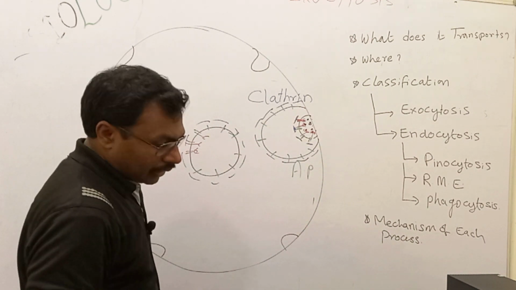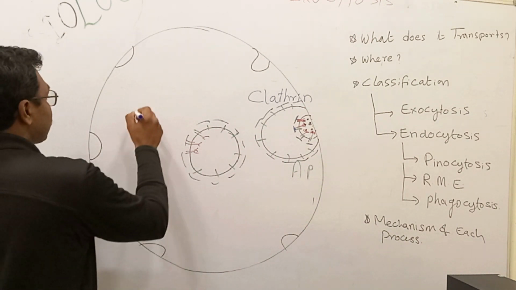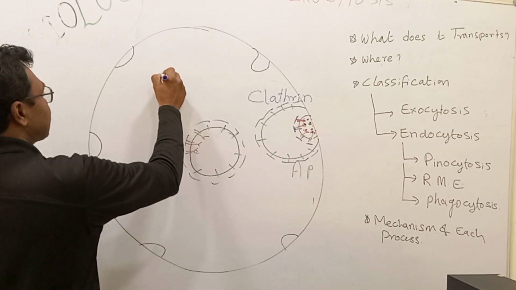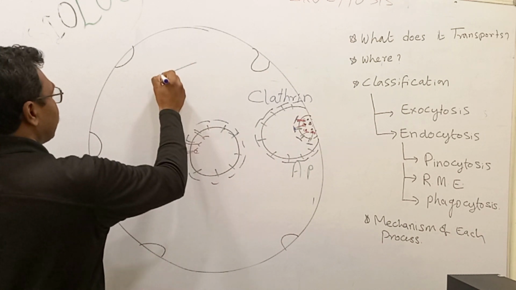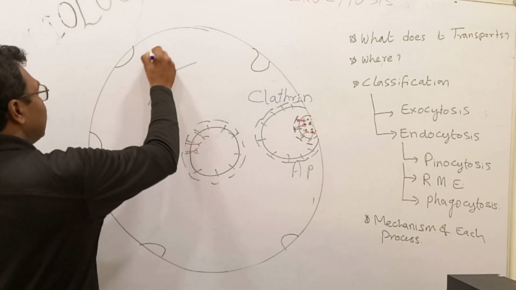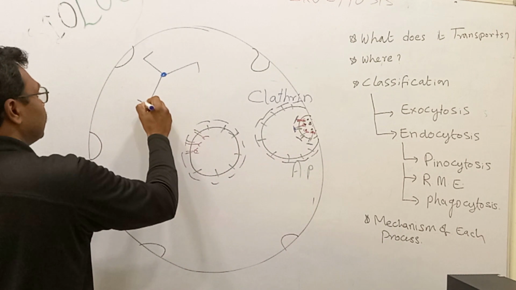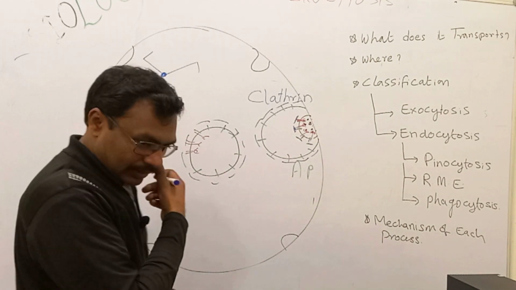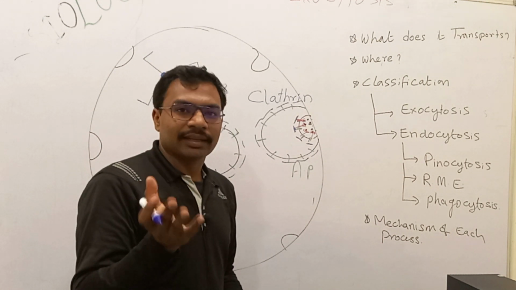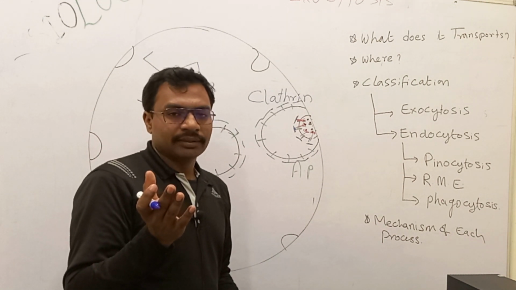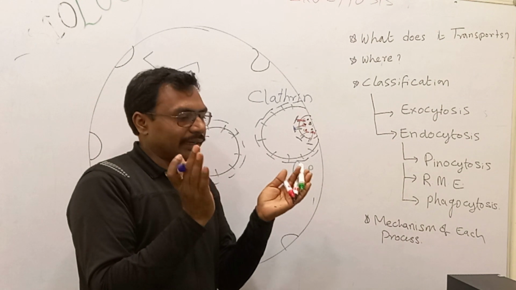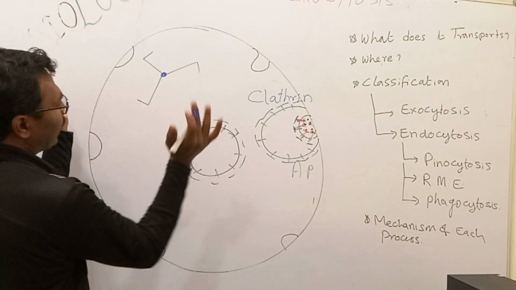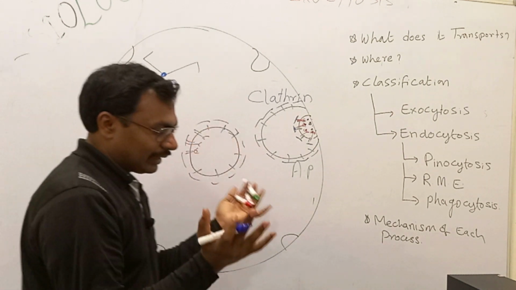Then how does clathrin look? I'm just drawing it here. This is the central part of the clathrin, which has 3 arms. These are called clathrin triskelions. Tri means 3. There are 3 arms, and one arm attaches with the other arm. So automatically it forms a round lattice.